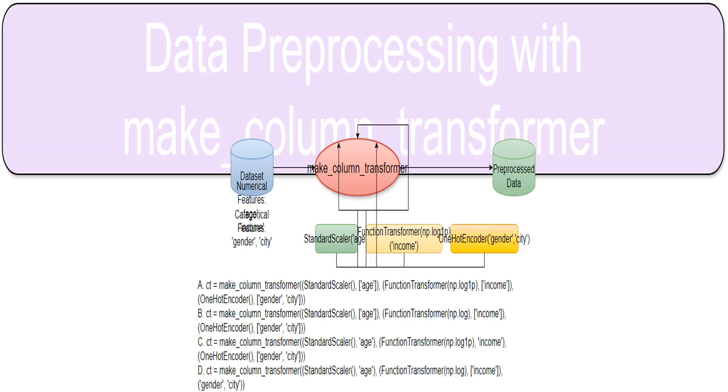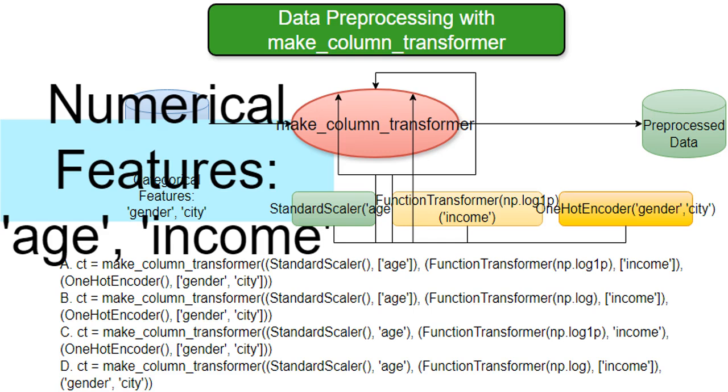I'm using scikit-learn's make_column_transformer to prepare my data for a machine learning model. It's a super handy tool that lets me apply different cleaning and transformation steps to different parts of my data at once. These are the number-based features in my dataset.